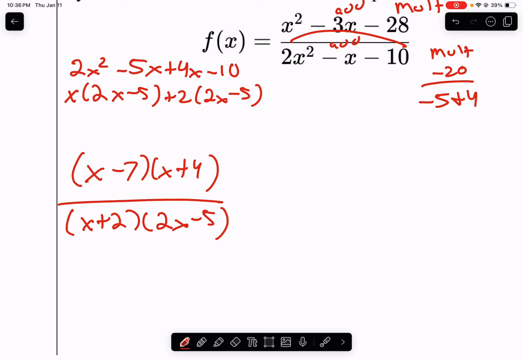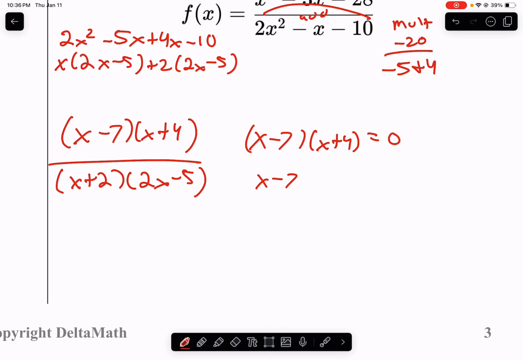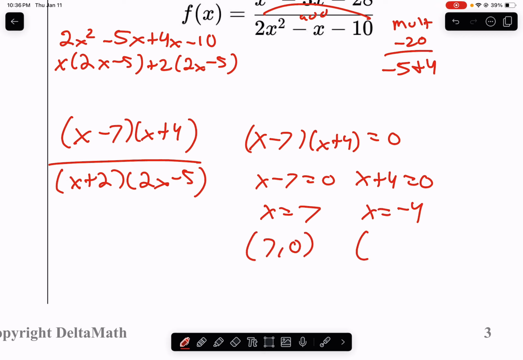Now, in this case, nothing cancels, right? There's no holes. So this is our simplified version, because we can't simplify it. Again, we're trying to find the x-intercepts. Just take this top, set it equal to 0. So x minus 7, x plus 4, if I asked you to solve that, x minus 7 equals 0, x plus 4 equals 0. You get 7, and you get negative 4. So we have an x-intercept at 7, and we have an x-intercept at negative 4.